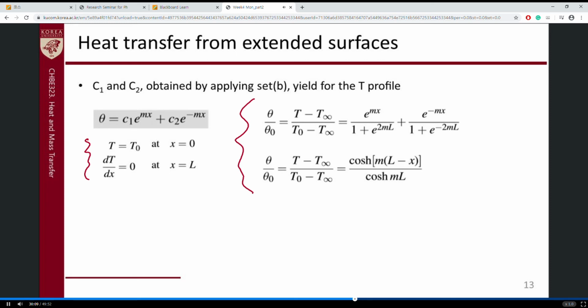Especially for these cases, if L goes to infinity, this theta over theta 0 also goes to e to the minus x, which is exactly the same as the previous slides. Okay, so it's a long fin. If you have a long fin, it means that boundary condition 1 and boundary condition 2 go to the same conditions. Okay, think about the physical meaning of this boundary condition.